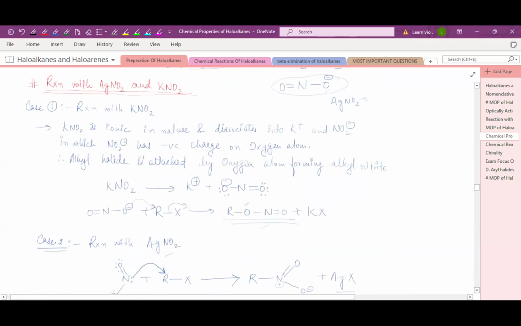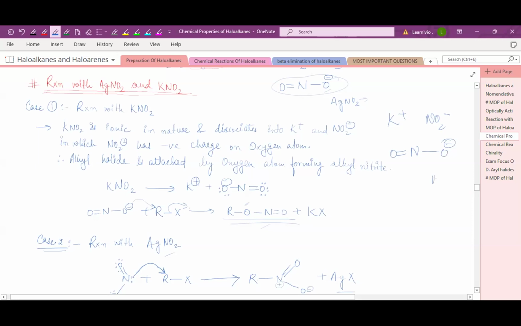Okay, so these are the two cases: AgNO2 and KNO2. Let's understand this. KNO2 is potassium nitrite. It has an NO2 group, so it's a nitrite. Potassium nitrite is ionic in nature. If it is ionic, it will dissociate to form K plus and NO2 minus ion. NO2 minus ion means this group, with a double bond between nitrogen and one oxygen, and there is a minus charge.